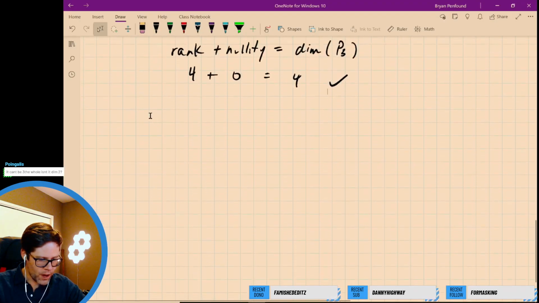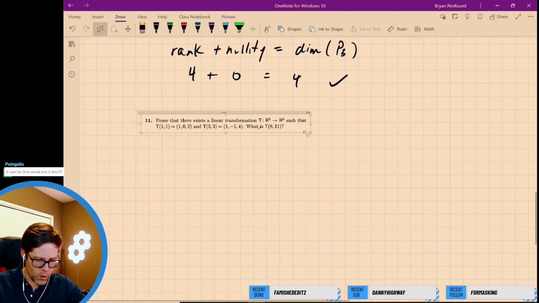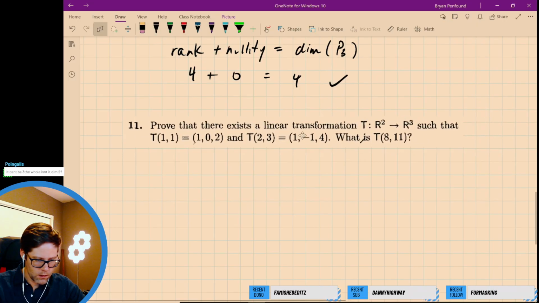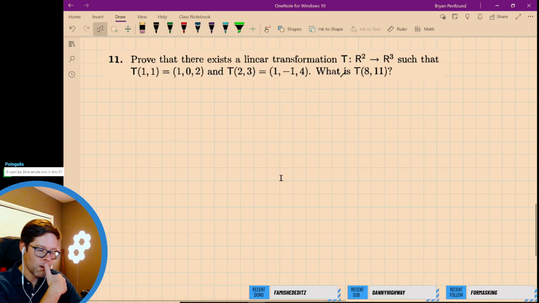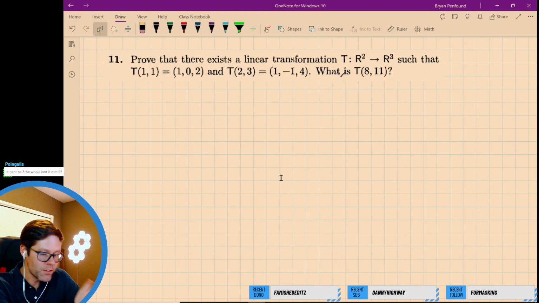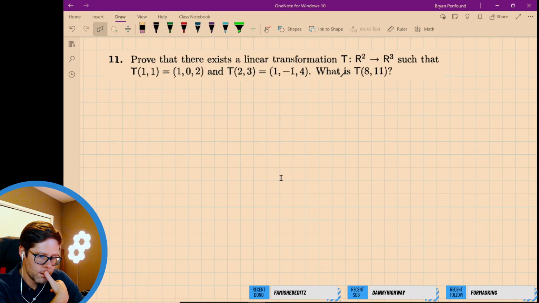So the next linear algebra style question I want to work on is this one. Prove that there exists a linear transformation from R2 to R3 such that T of (1, 1) is this, and T of (2, 3) is this, and then we want to find T of (8, 11). I mean, we could prove the existence by just finding it.